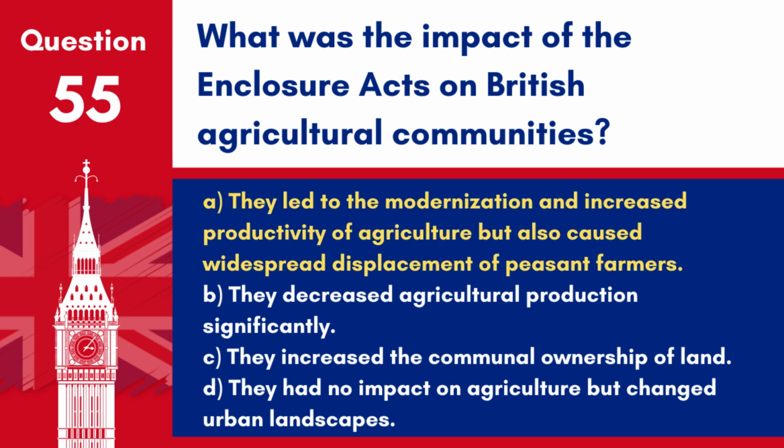Answer. A. They led to the modernization and increased productivity of agriculture, but also caused widespread displacement of peasant farmers. The Enclosure Acts, which consolidated and privatized common lands, were pivotal in transforming agricultural practices, but also resulted in social upheaval and migration to urban areas.